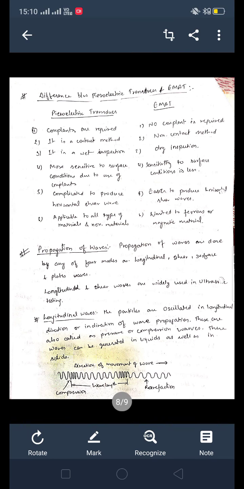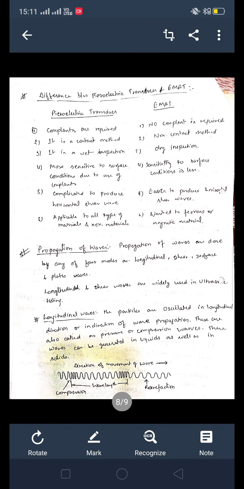The next point is that it is complicated to produce horizontal shear waves, and it is easy to produce horizontal shear waves. Means the piezoelectric transducer is facing problems producing the horizontal shear wave, but in case of EMAT it easily produces shear waves when the transducers are horizontal. No, the piezoelectric transducer also produces shear waves, but it is complicated to produce. But in case of EMAT, it is very easy to produce the horizontal shear waves.